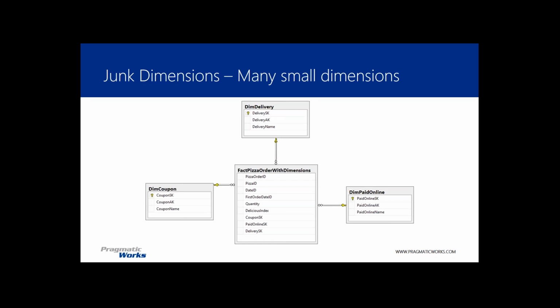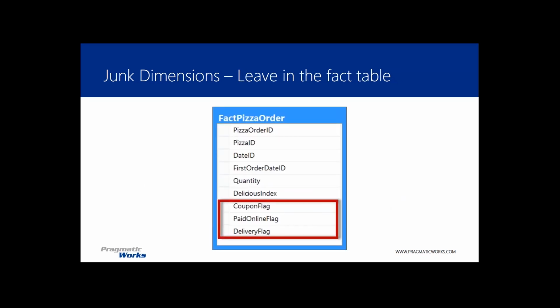So you'll notice in the middle, I've got my fact pizza order there. And then I have an SK for coupons, an SK for paid online, and an SK for delivery. Okay? All those tables only store 2 values. They store a yes and they store a no. Okay? Again, another option here is to leave those in the fact table. Again, not an ideal situation.